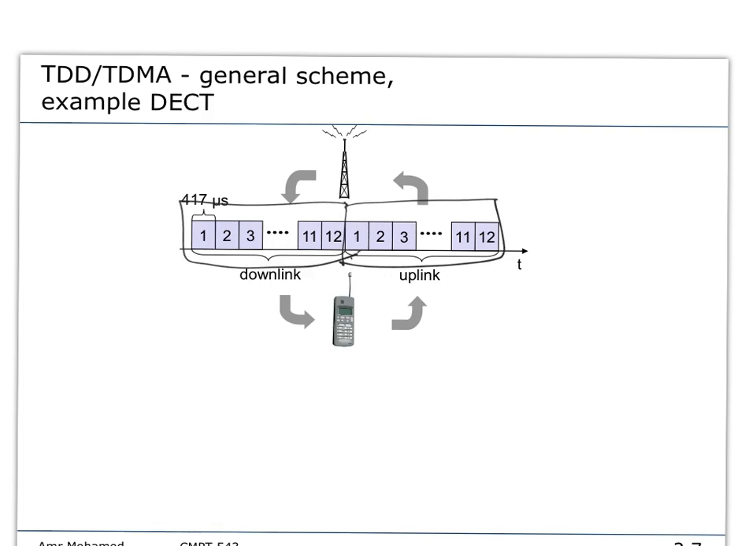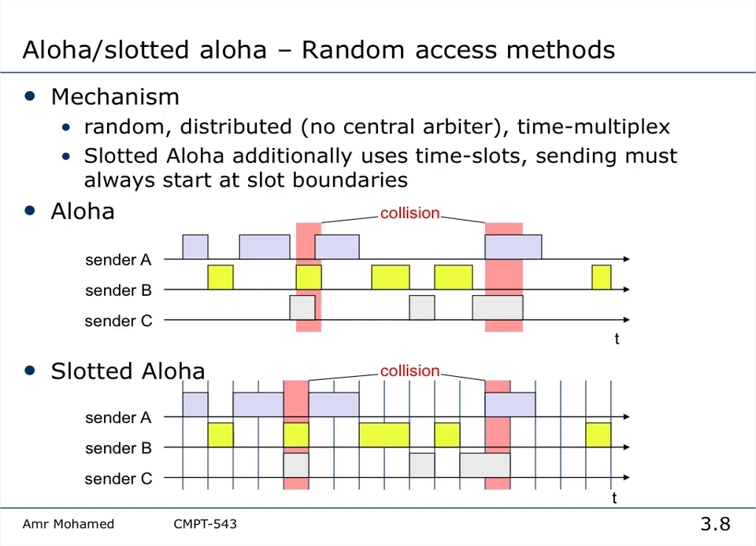Each subframe is now divided into 12 different slots, not channels. And each slot can be assigned to one of the cordless phones around, right? So this is for uplink and downlink, and that's TDD TDMA. So that's another multi-access technique, used as part of DECT.